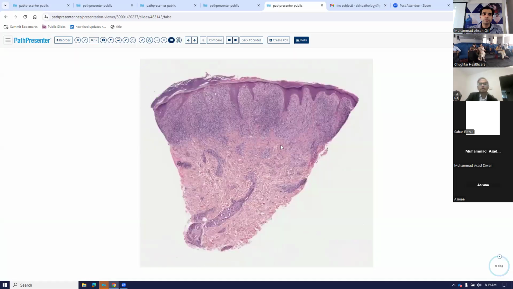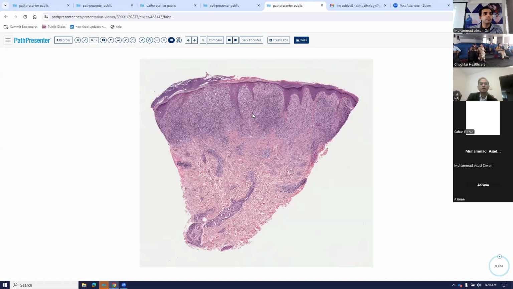And then the other differential diagnosis for psoriasis is always this disease, and it is always a differential diagnosis for any inflammatory dermatopathology. So what do we see here? Here we see psoriasiform hyperplasia, but it is not very regular like you saw in classic psoriasis. This is known as irregular psoriasiform hyperplasia. But again, associated with that is a very dense infiltrate here in the dermis.